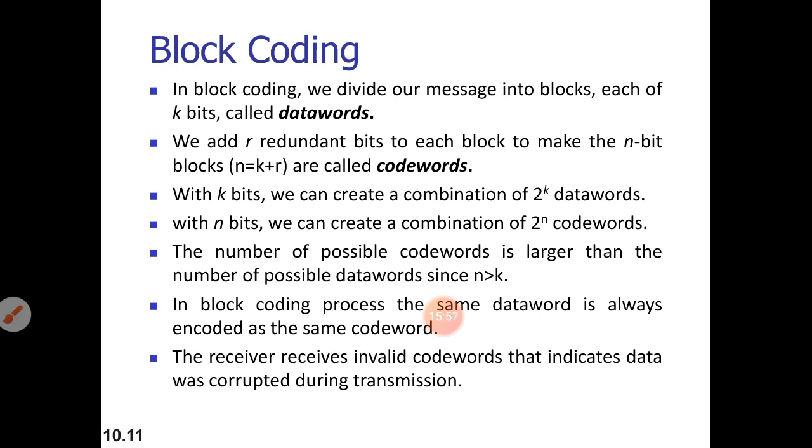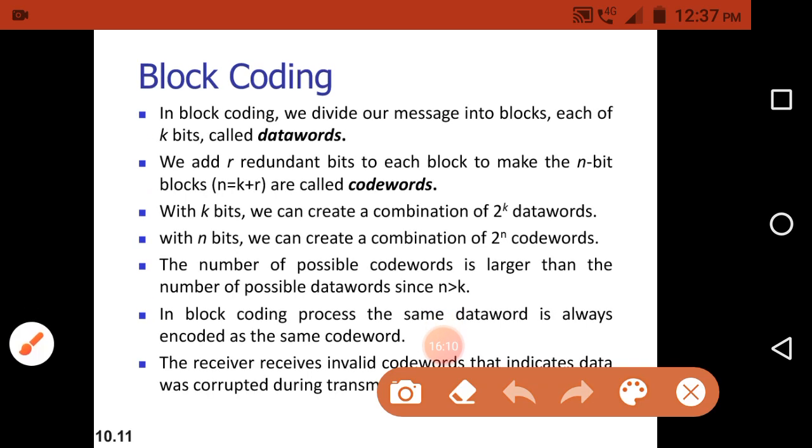Block coding is nothing but this: we divide the message into blocks, as the name block coding indicates. Each block has a size of k, or each block has k bits, and each such block we call a dataword.